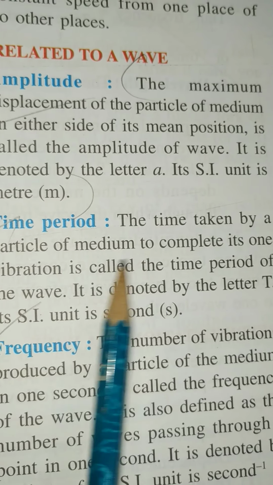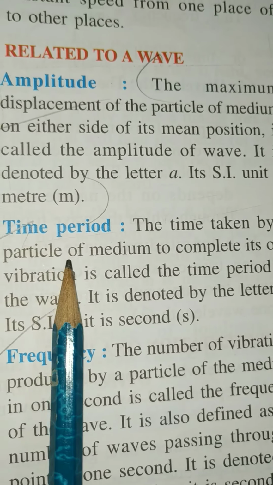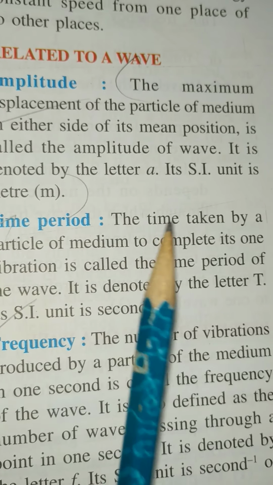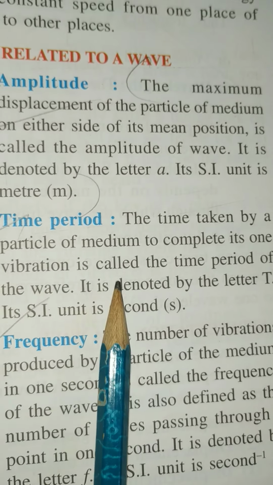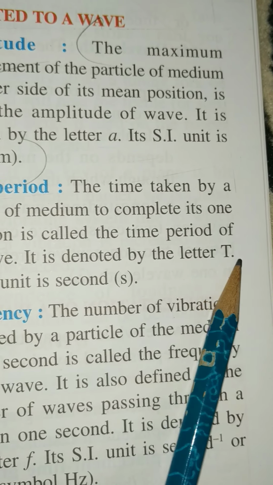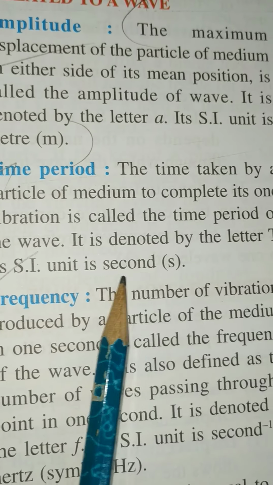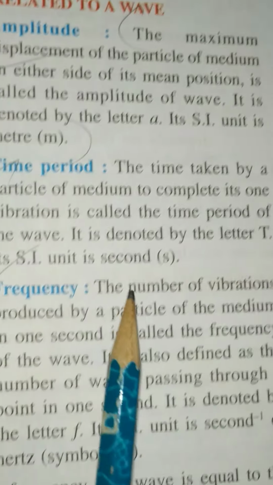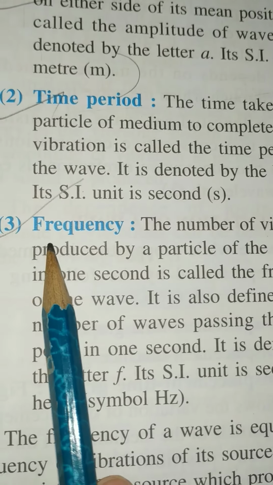So how much time has been taken by any particle of any particular medium to complete one vibration, that is known as the time period of the wave, and it is denoted by capital T, and its SI unit is second. Now the next is frequency.